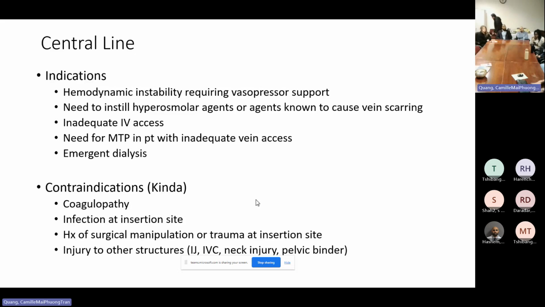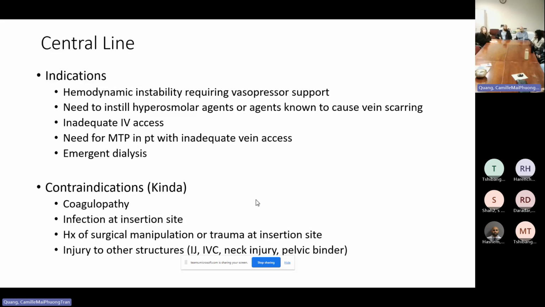The best in an ICU setting where you can use your ultrasound is going to be a right-sided IJ. You have a direct shot into the SVC, and it's close to the surface of the skin. You can see it, and you can also still hold pressure.